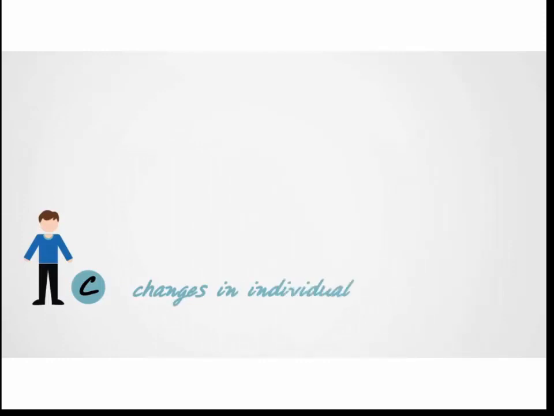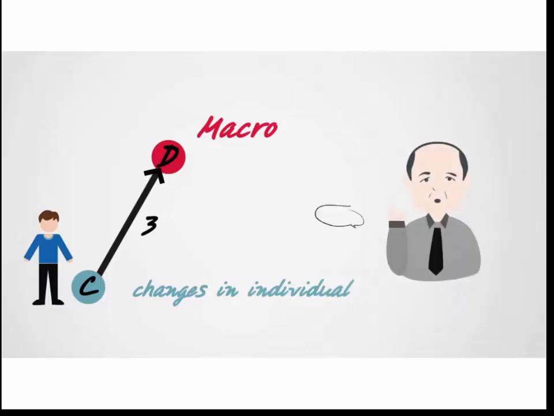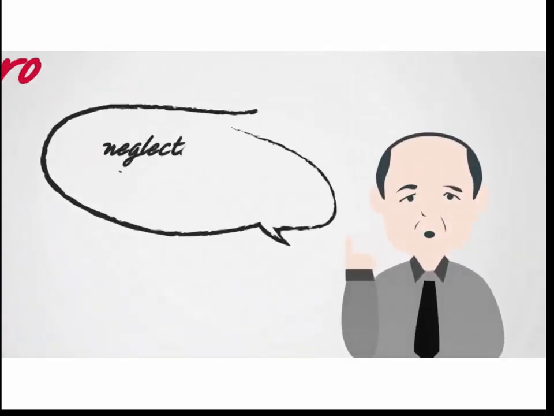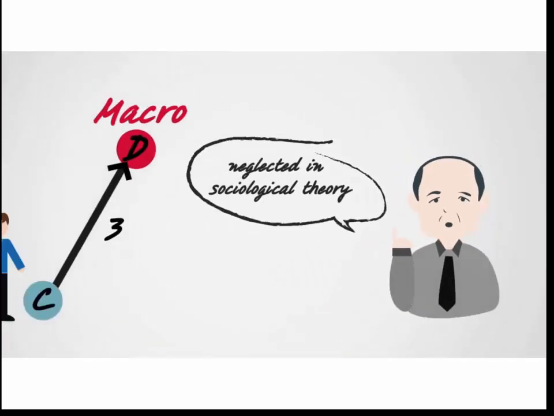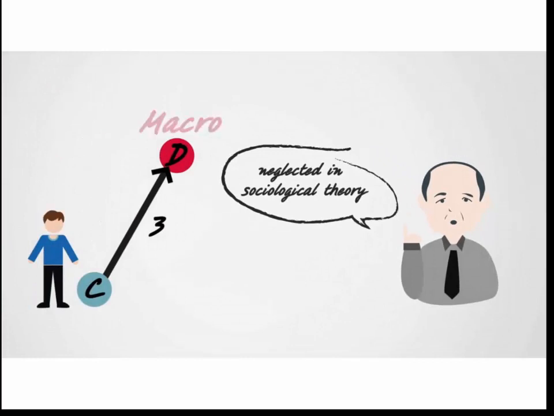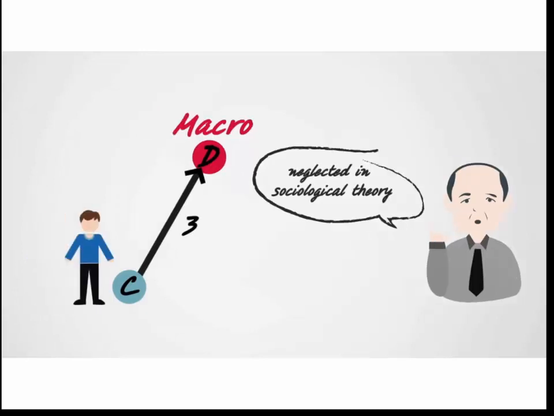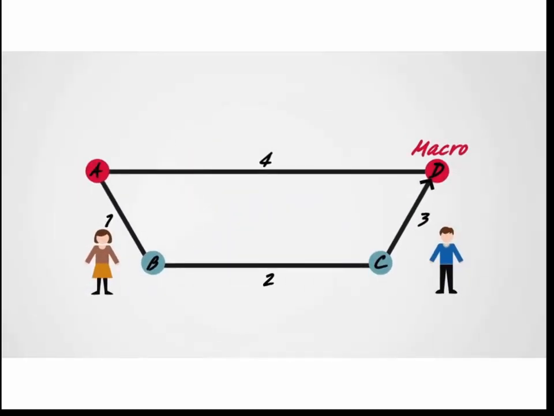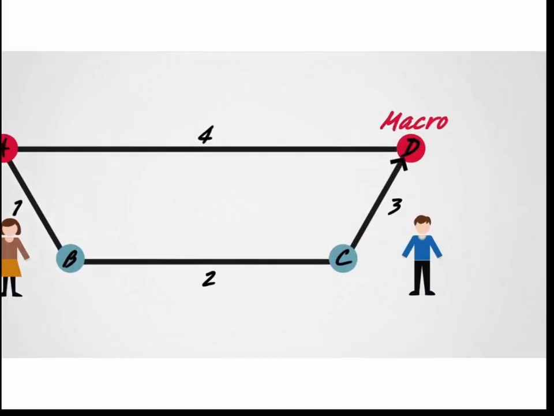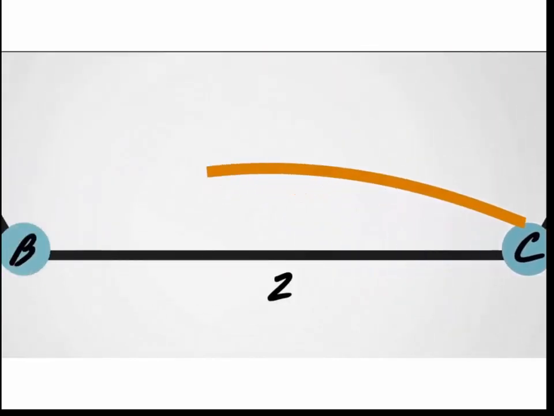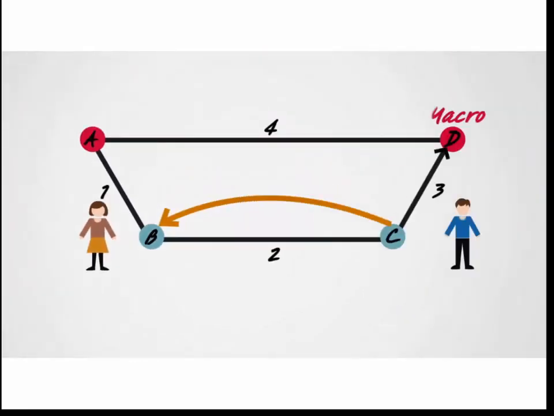To complete our sociological analysis, we have to get back to macro social facts. This is covered by the arrow 3. According to Coleman, this micro to macro link has been neglected in sociological theory. It is still quite common to assume that the macro outcome is a mere aggregate or an average of the micro. One of the reasons for this is the interdependence of micro actions. The behavior of an individual depends on how other individuals behave.